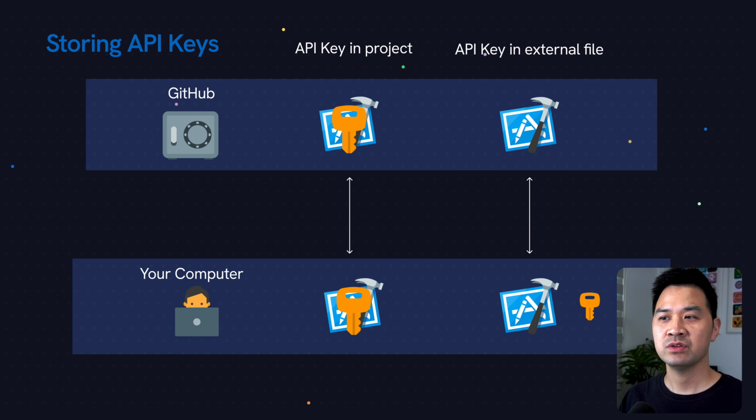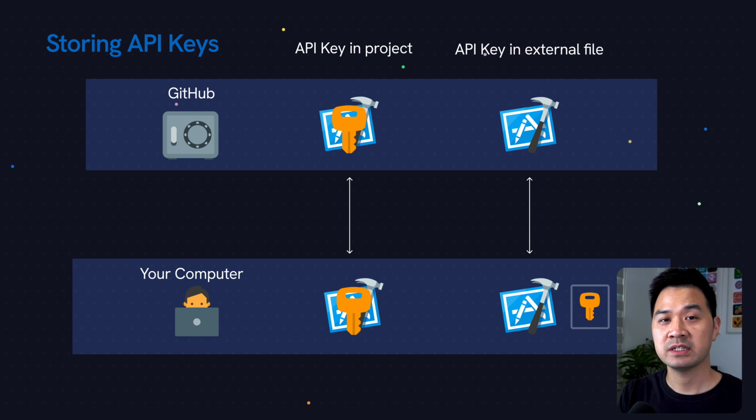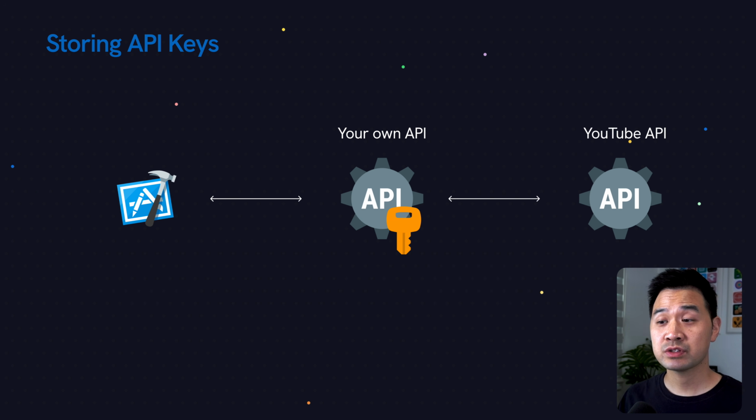At the very least, we should put the API key in an external file and not hard-coded inside the project. This is just a good practice as you're building your app. Now, in terms of setting up your own software and having your app never use the API key, to me, that is a later stage thing.